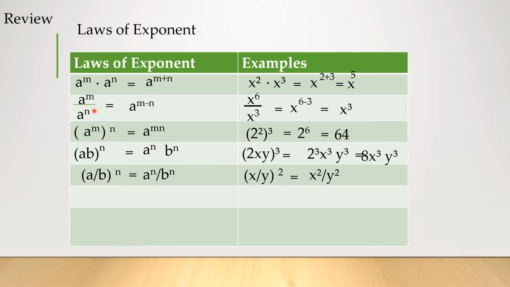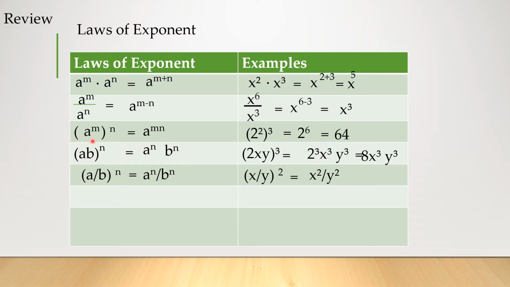Now we have here division. So a raised to m divided by a raised to n is equal to a, copy again the base, m minus n. And then we have an example here. So therefore this is x to the 6 minus 3, and that is equal to 3. So the answer is x cubed.